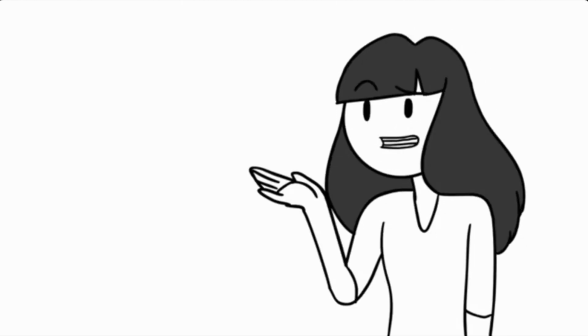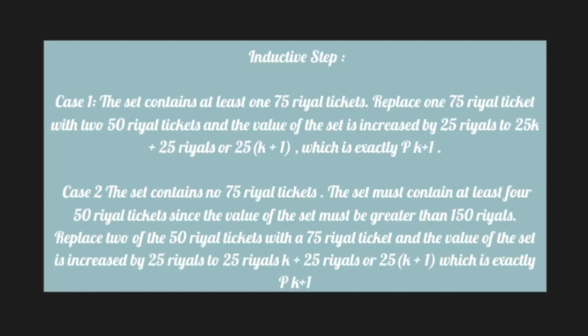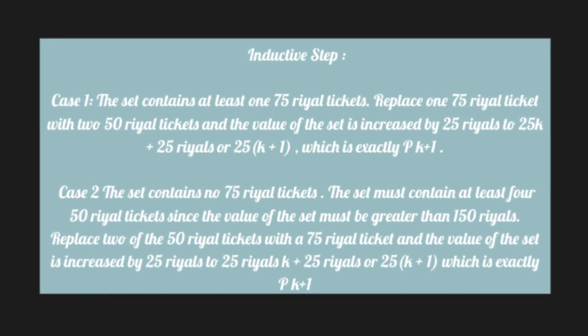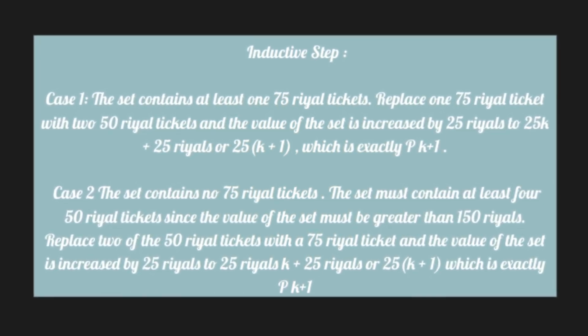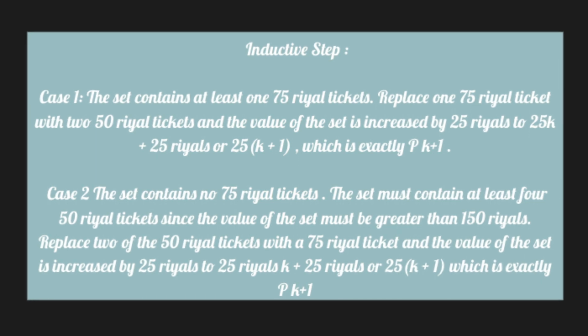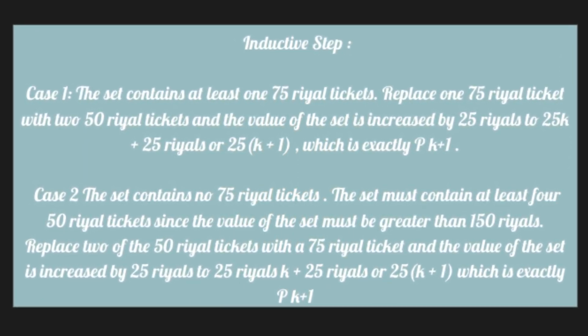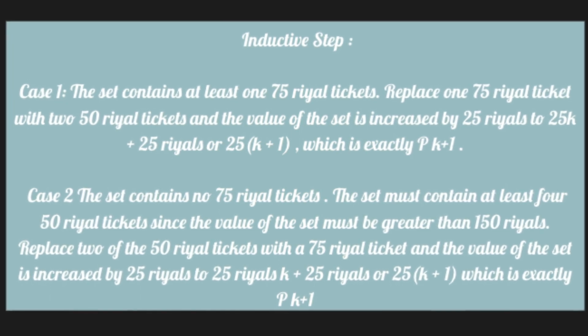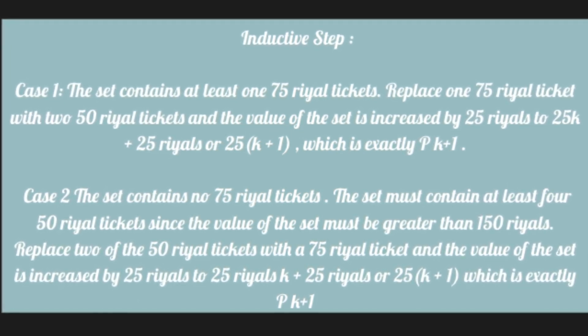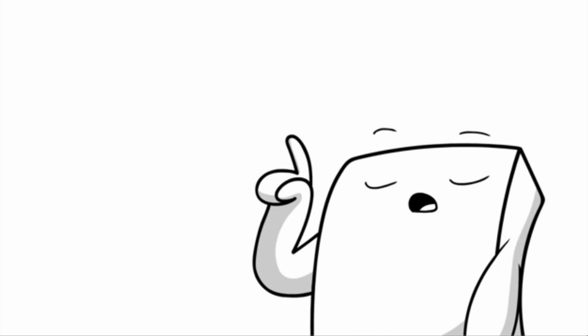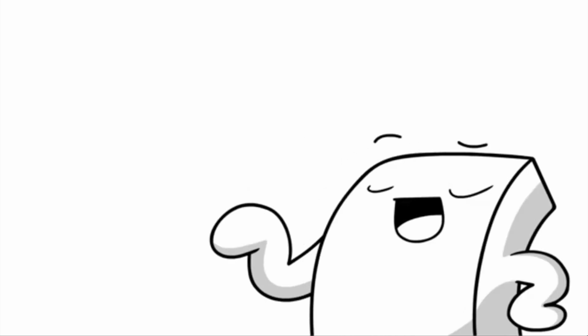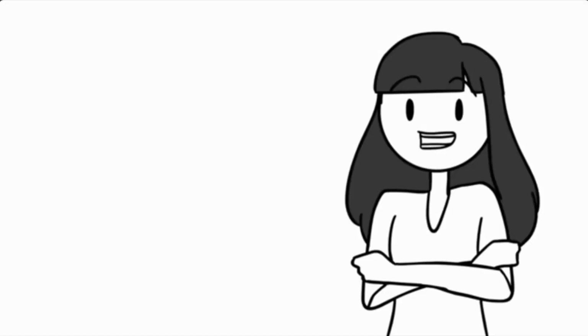For case 1, the set contains at least one 75 real ticket. Replace one 75 real ticket with 2 50 real tickets, and the value of the set is increased by 25 reals to 25 times k plus 25 reals, or 25 times k plus 1, which is exactly P sub k plus 1. For case 2, the set contains no 75 real tickets.